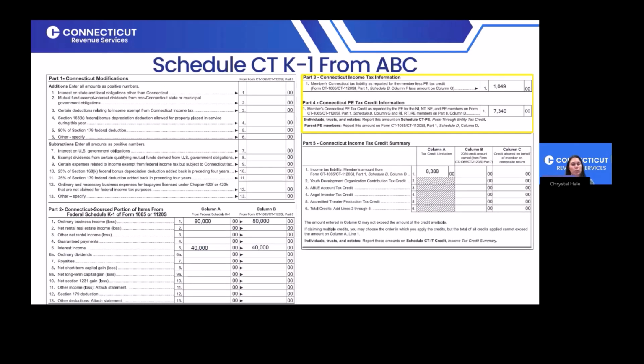So we're going back to the Schedule CTK1s that we received from our subsidiary PEs first. As you can see, I've highlighted a different section here that I want to focus on. None of this data has changed from the K1 that I showed you before from ABC. We're just now looking at Part 3 and Part 4. Part 3 is the composite payment that was made for this pass-through entity. This totals $1,049. Part 4 is the pass-through entity tax credit that was paid for this pass-through entity, totaling $7,340. Now let's see where that goes on the composite return.